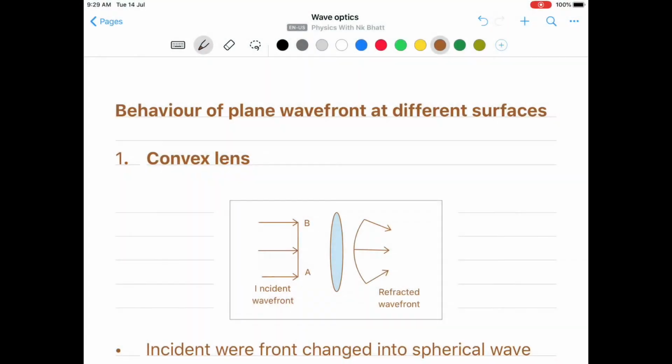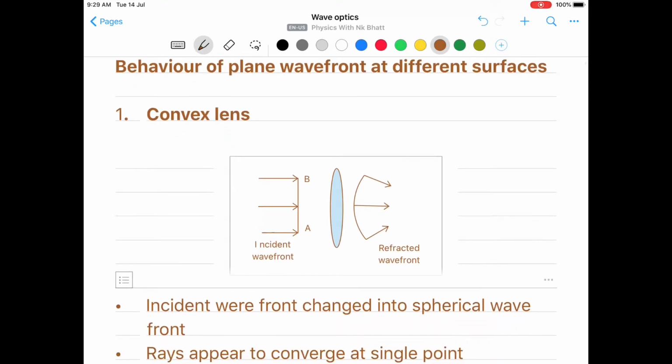In the last two video lectures, we discussed the reflection and refraction of plane wavefront. Today in this section, we'll talk about these two phenomena simultaneously for different surfaces. So let us begin with the convex lens.